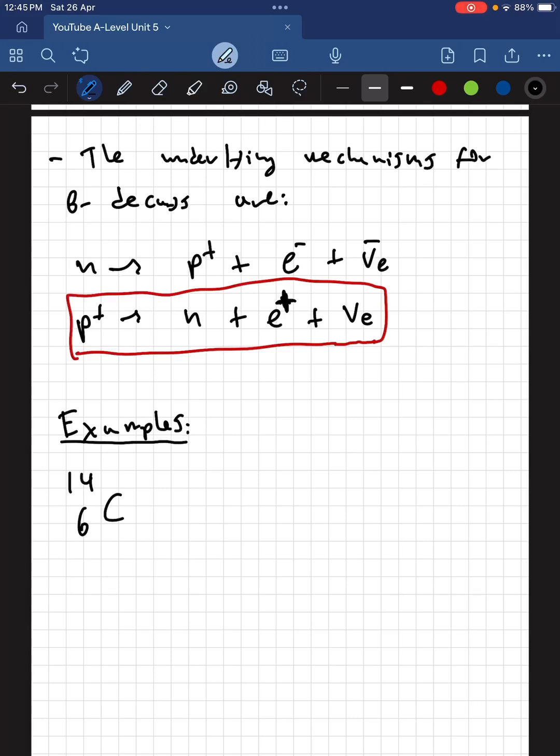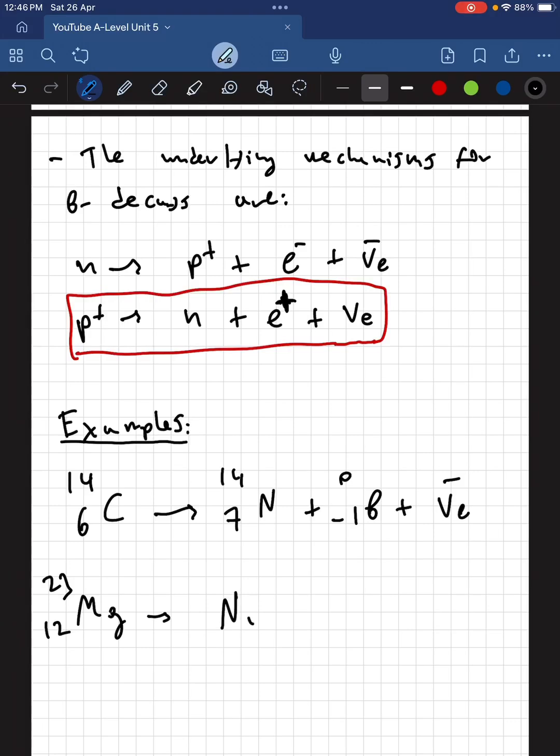So carbon-14 decays into nitrogen-14. You see, the mass number does not change, but we get an element with a higher atomic number, plus a beta particle, plus an electron antineutrino. Another example is magnesium-23 with atomic number 12. And now this is beta plus decay. It goes into sodium-23 plus a beta plus particle plus an electron neutrino.